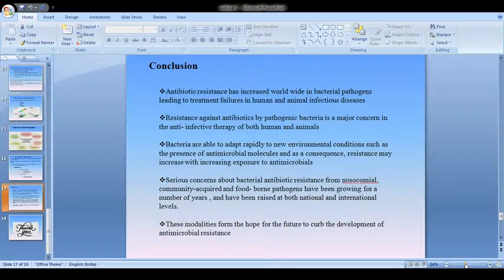And the serious concerns about bacterial antibiotic resistance from nosocomial, community acquired and also foodborne pathogens have been growing for a number of years and have been raised at both national and international levels. So these modalities form the hope for the future to probe the development of antimicrobial resistance. So this is about the novel therapeutic approaches for antimicrobial resistance.